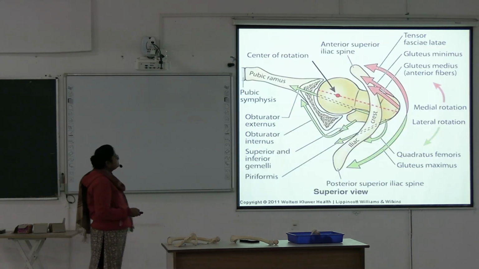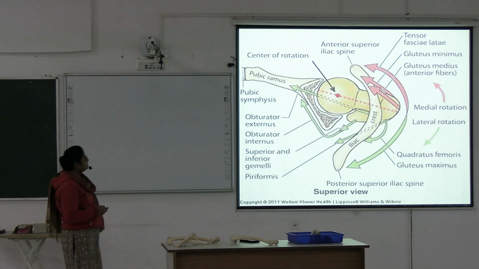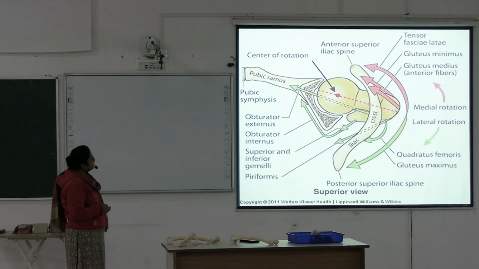Okay. Next, see here the direction of pulling of the muscles. This is the center of rotation. Okay. Here you can see two obturators, the piriformis, quadratus femoris and gluteus maximus. They are pulling on that side. Okay. So they are causing lateral rotation. And here these structures, gluteus minimus, medius anterior fibers and tensor fascia lata, they are pulling from this direction. They are causing medial rotation. Okay.